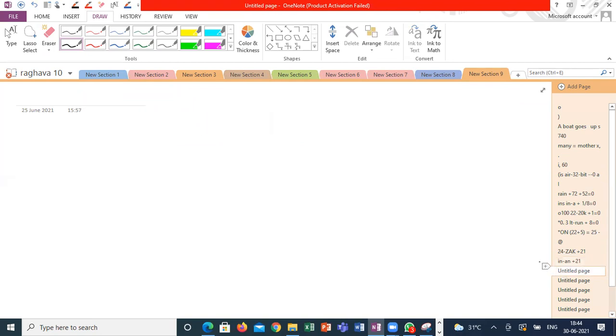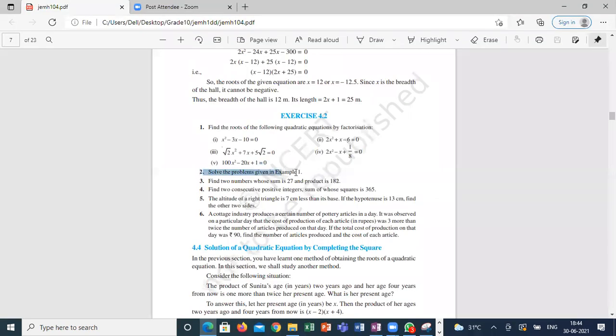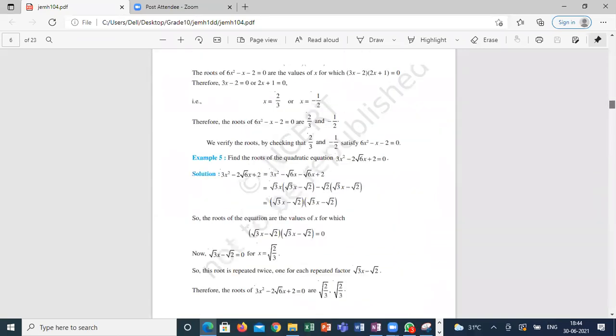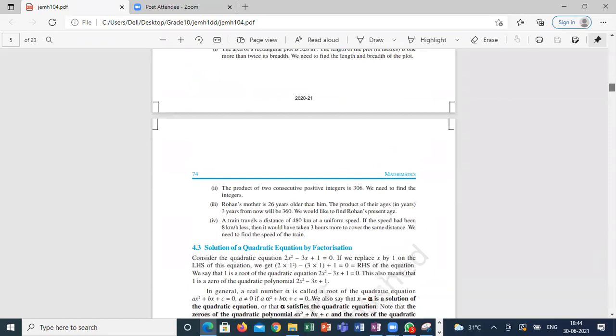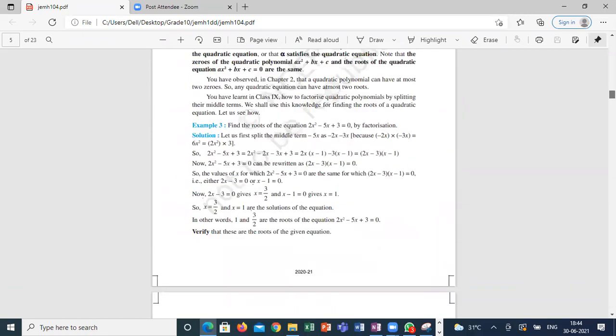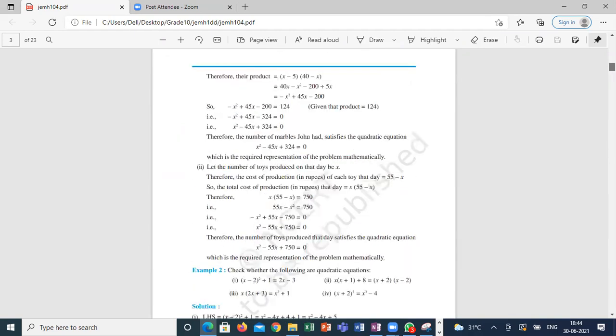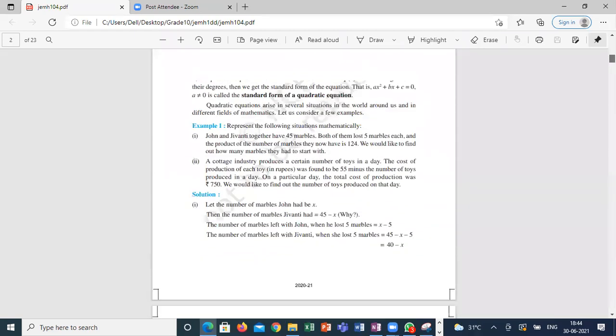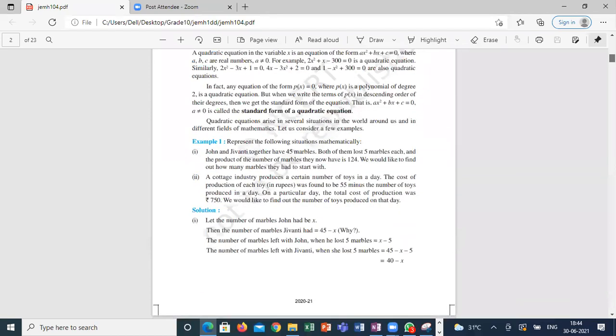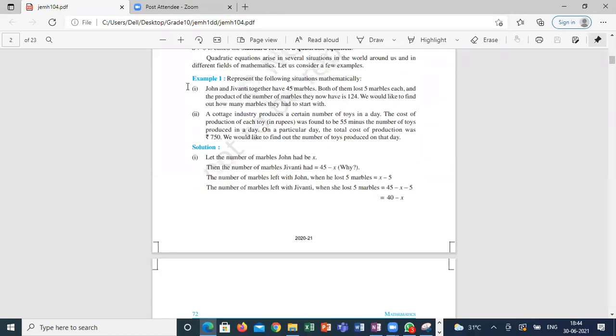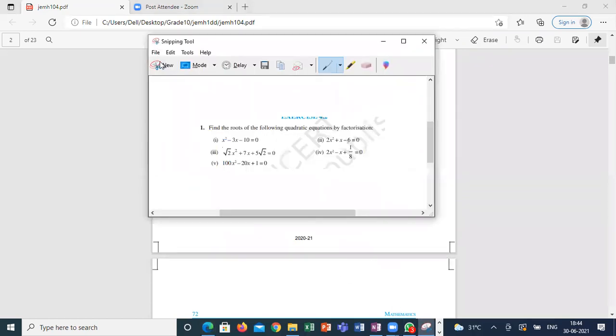Shall I go for one more question, guys? Students, now I am going to take the textbook questions. He is asking to solve the problems given in example 1. Where is example 1? Example 3. There are many questions in example 1. Yes, he's asking us to solve these questions. So I'm copying. Can you solve these questions?